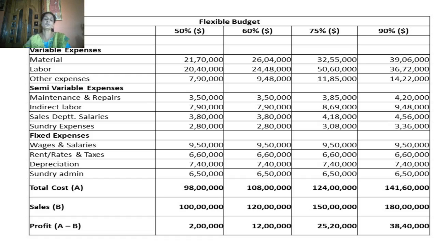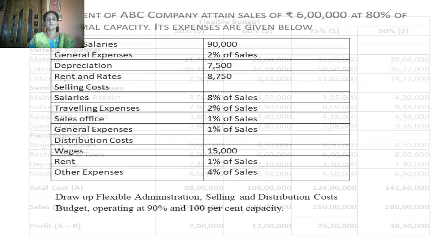So this is how you have to calculate when one of the level of capacity information has been given. Take that as base and check what they have mentioned regarding fixed, semi-variable and variable expenses. Similarly, you can calculate and find out at each level of activity what will be the total cost and what will be the profit. Next problem.